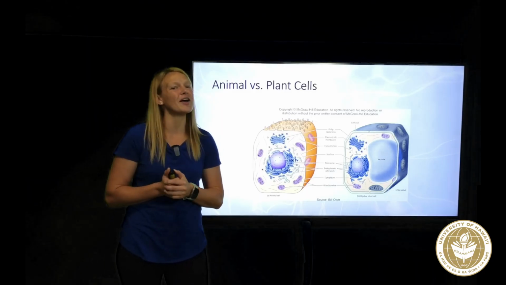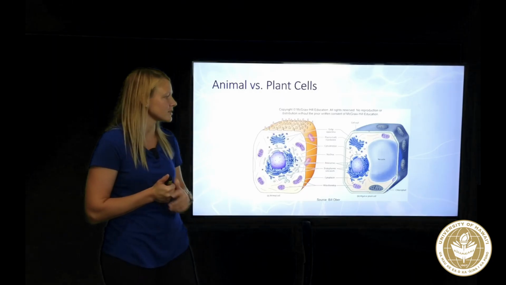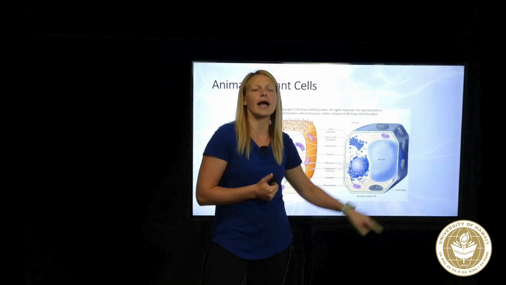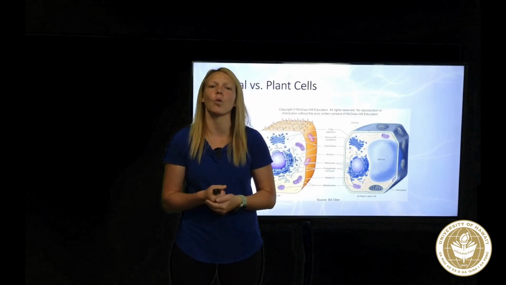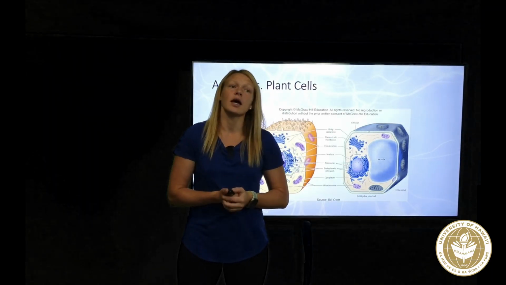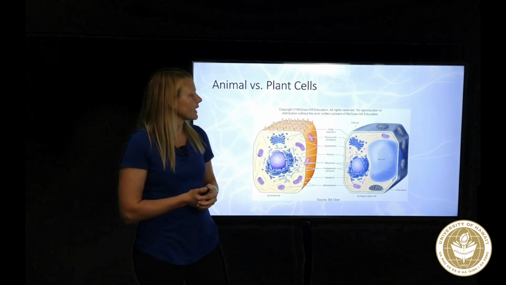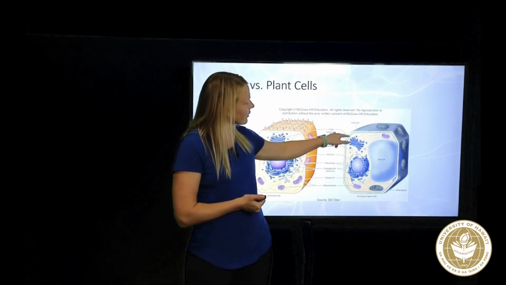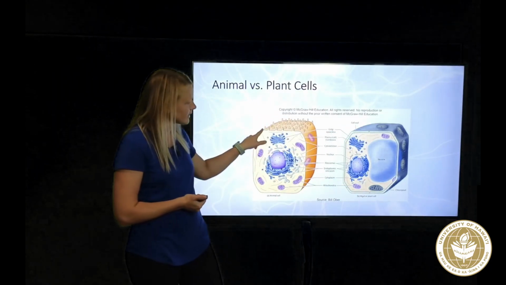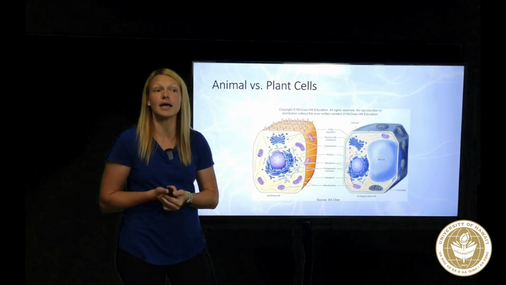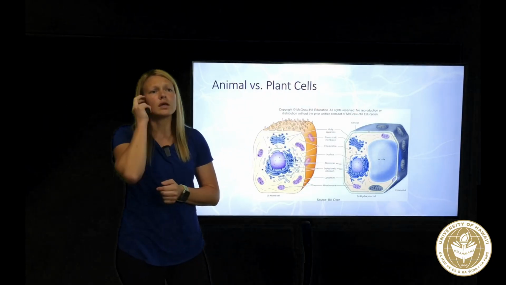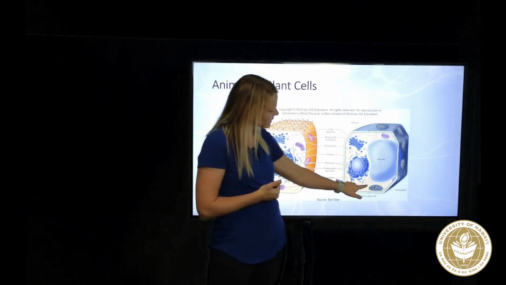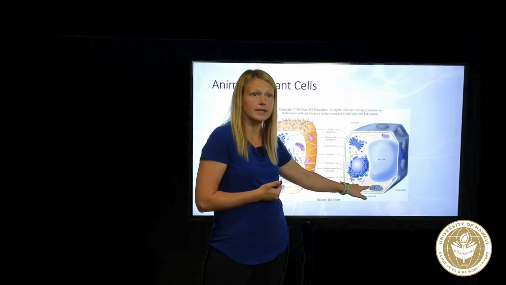The first one that I think students usually notice is this huge vacuole right here in the plant cell. So that vacuole is used for storage of water and nutrients. Another difference is this very rigid structure around the outside of a plant cell. That is a cell wall. You do not find a cell wall on an animal cell. And then the third difference is chloroplasts. So in green here, you see this chloroplast.